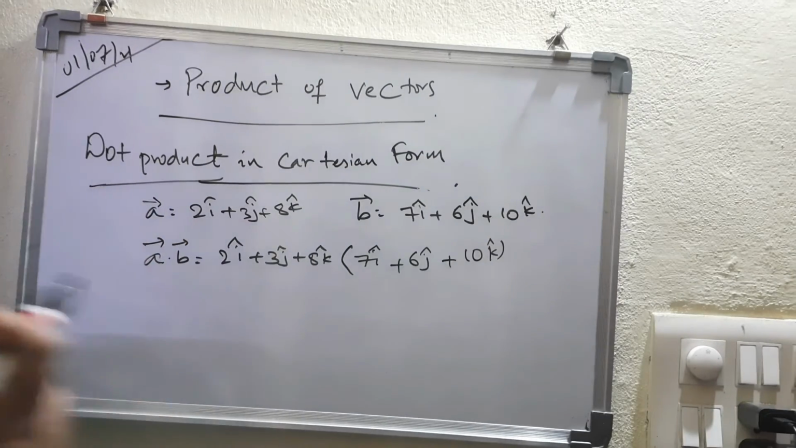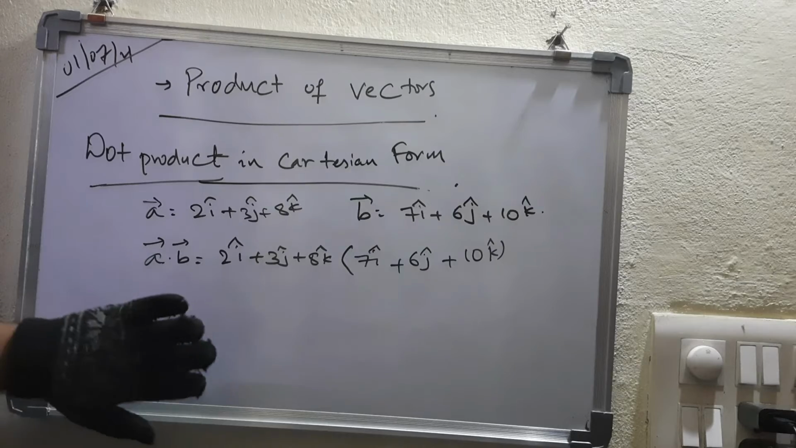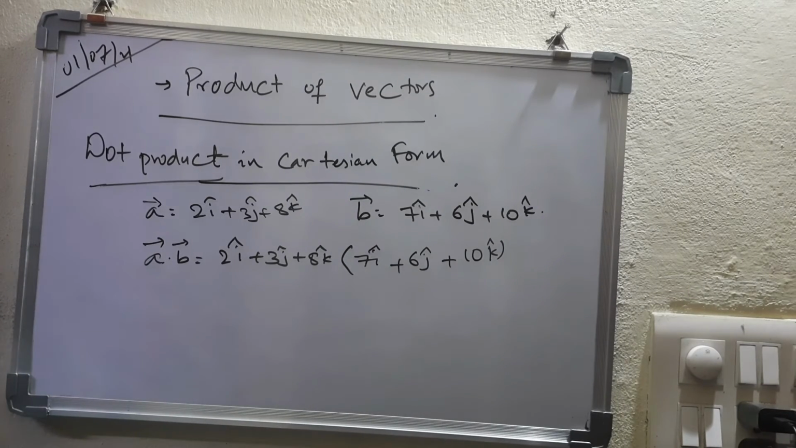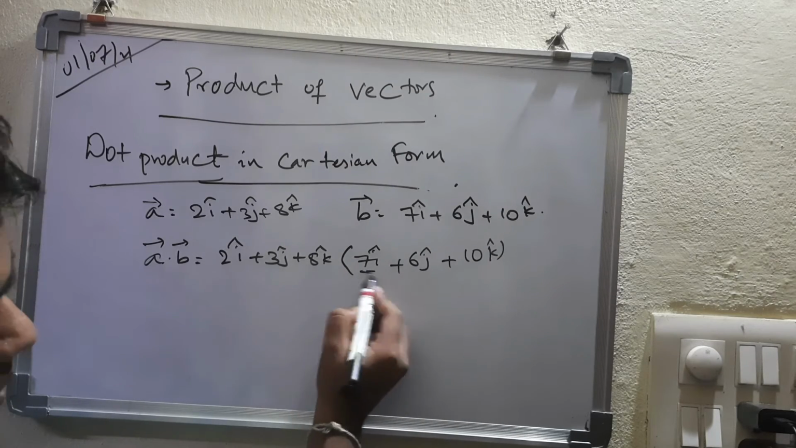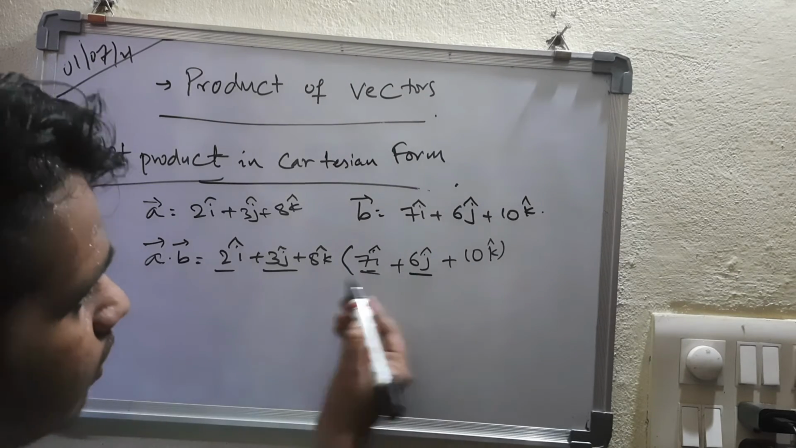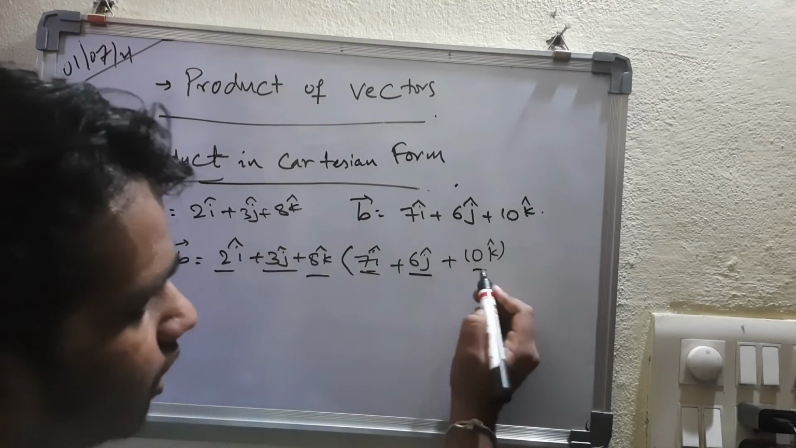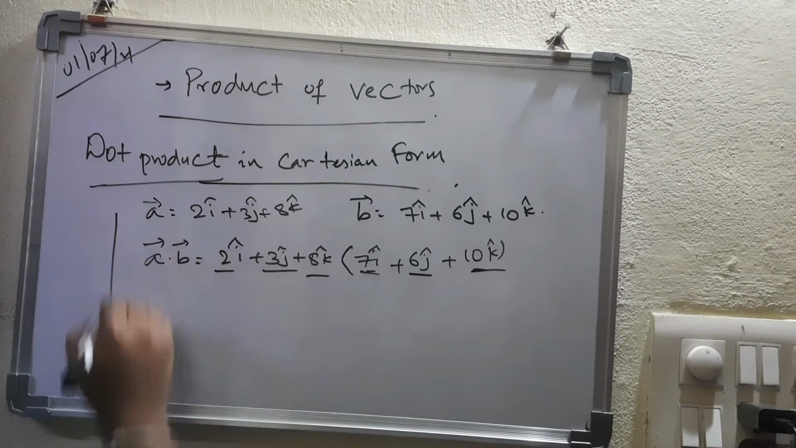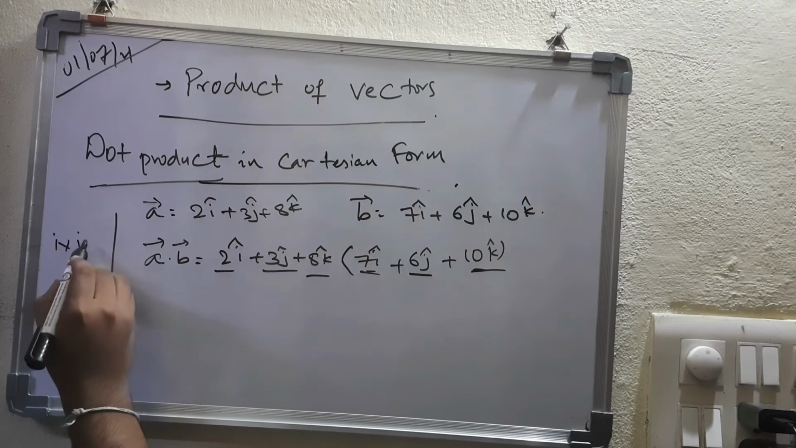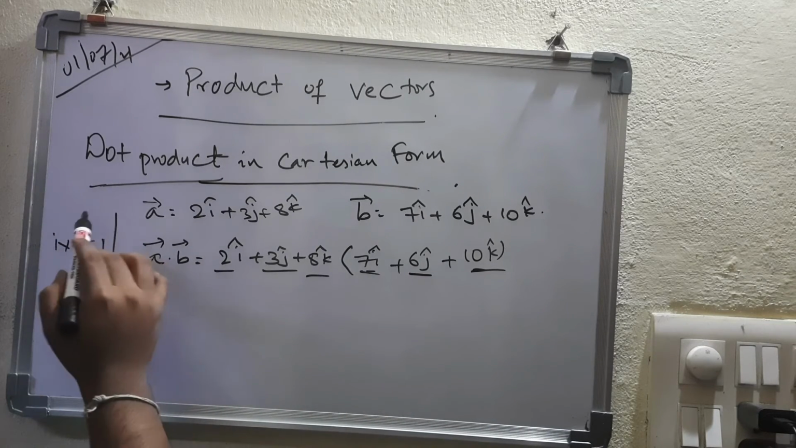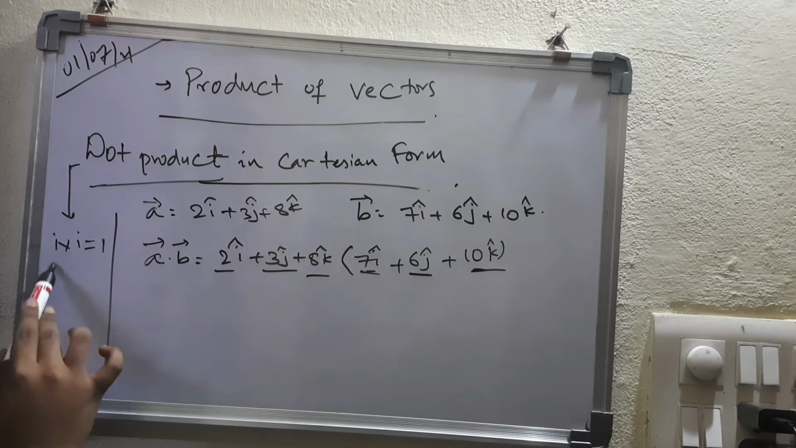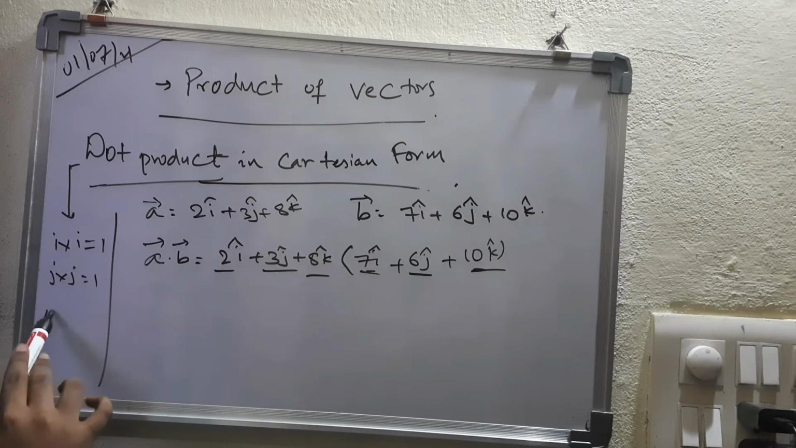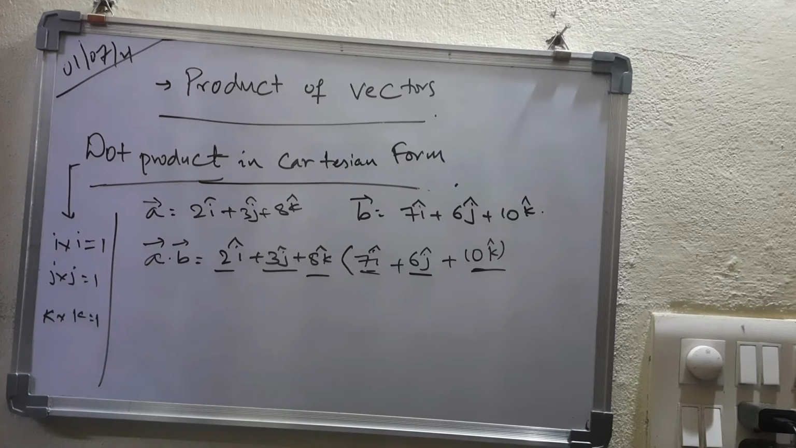I wrote the example before explaining the concept because it will be easy if I explain through the example. Now I'll explain the terms. We have to multiply similar terms, that is 2i into 7i, 3j into 6j, 8k into 10k. We'll write aside: i into i is equal to 1 in dot product, only in dot product. i into i becomes 1, j into j becomes 1, k into k becomes 1. Only in dot product, not in cross product or vector product.